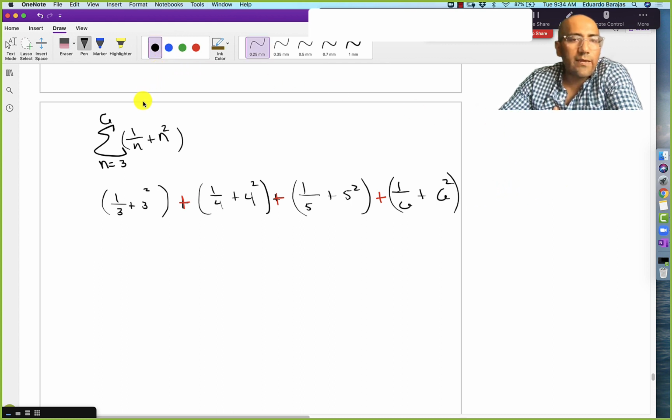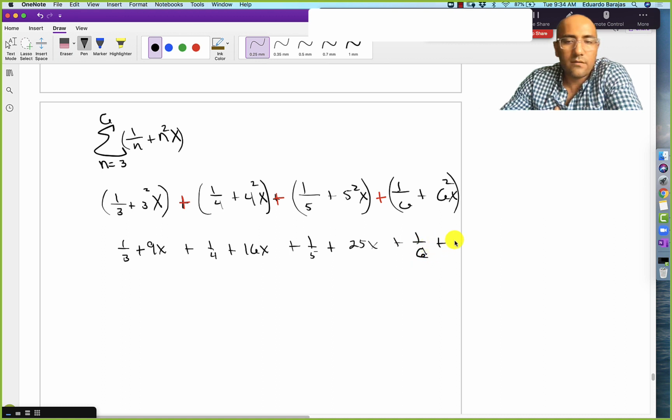The other thing that kind of confuses people is there might be another letter in here, like there might be an X. Okay, all right, well then leave it alone. The index is only referring to the letter N. So if there's an X in there, then just leave an X right in there. Okay, so then we could simplify this just a tiny little bit: 1/3 plus 9x plus 1/4 plus 16x plus 1/5 plus 25x plus 1/6 plus 36x, right? So if there are other letters running around in there that are not using this little index guy, then just leave them alone. Good.